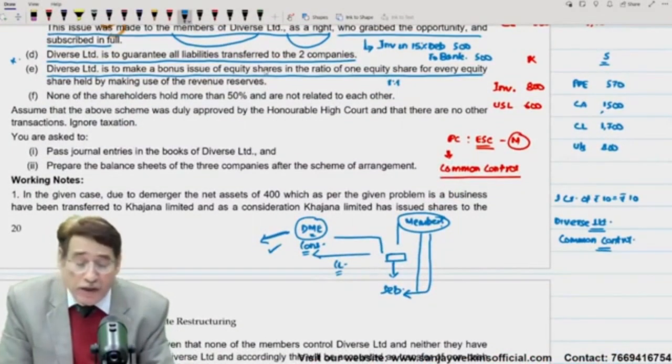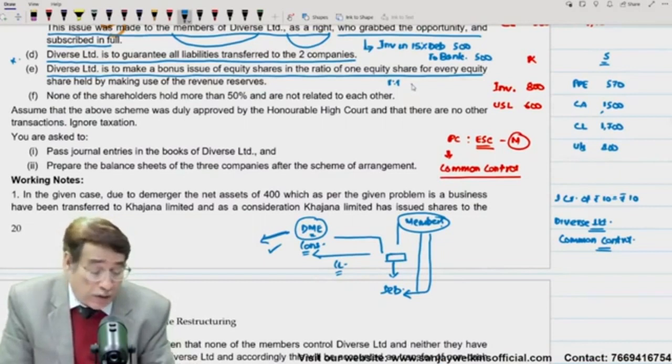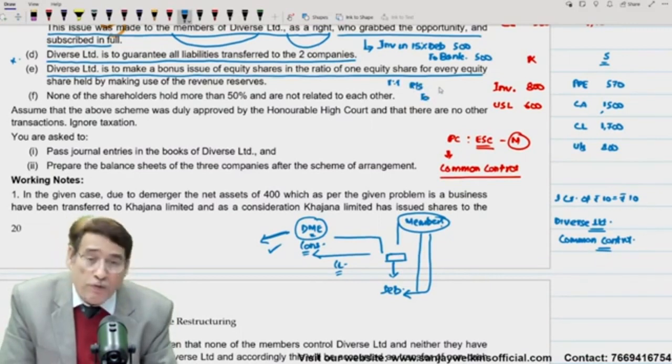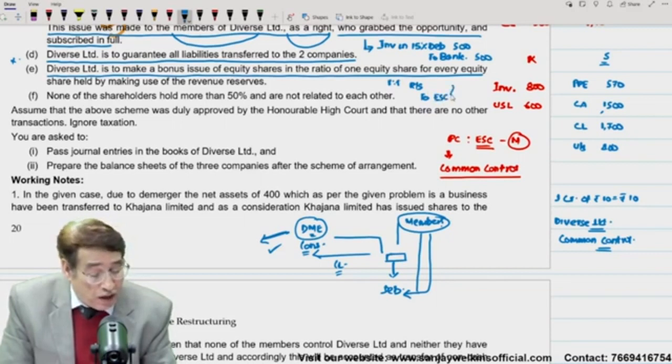This entry will be made in the books of Diverse Limited, no doubt about that. An entry will be reserves and surplus account debit, because for the purpose of bonus issue, we utilize the reserves, and two, equity share capital account, and entry will be with respect to 250.